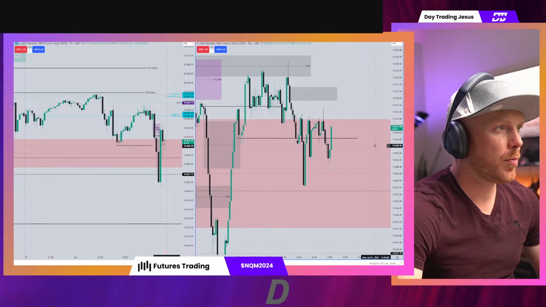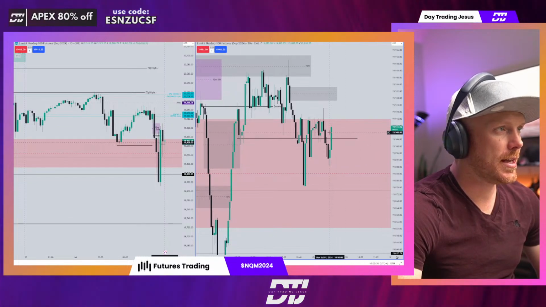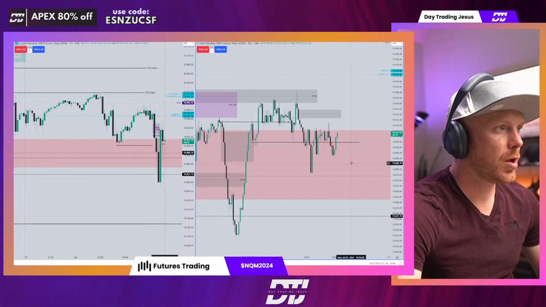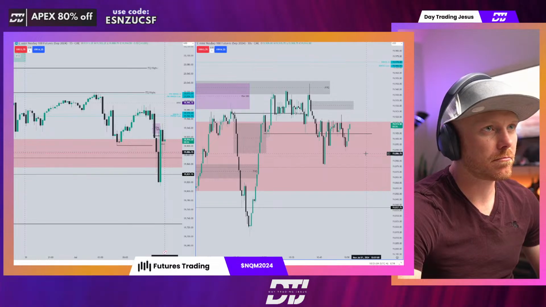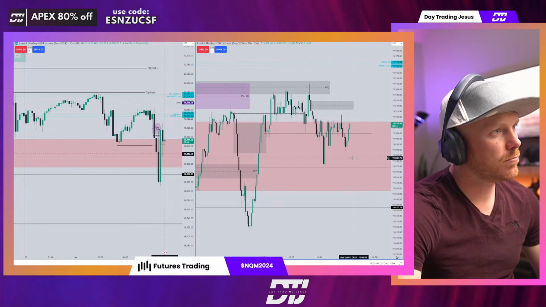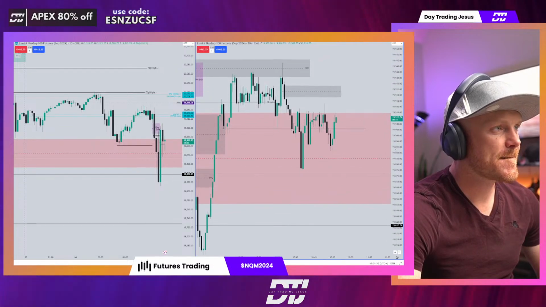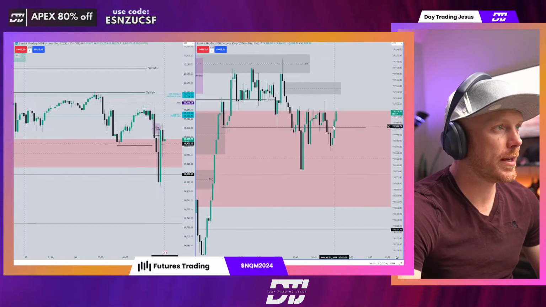Look at that horrible price action, man. Today is not the day, guys. I would not be trading today. This is not good price action. Price action does not do that on good trading days.